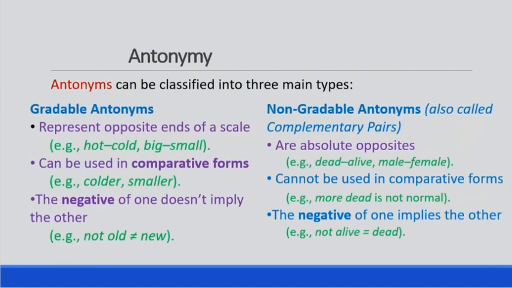Okay, so that is the type of antonym called gradable antonym and non-gradable antonym. One is representative opposites and one is absolute opposites.